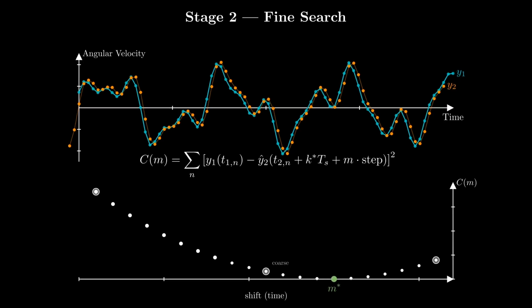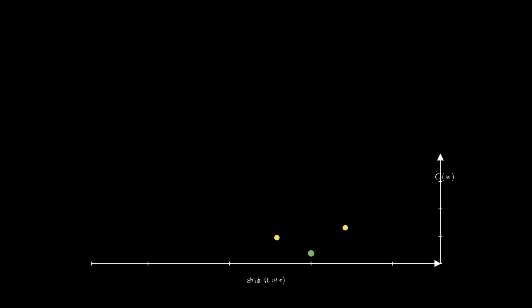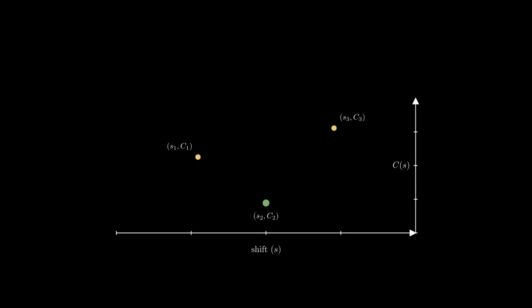But rather than accepting this discrete minimum as our answer, we extract 3 key points: the minimum and its 2 immediate neighbors. 3 points are all we need to fit a parabola, a second-degree polynomial that models the shape of the cost function near its minimum.